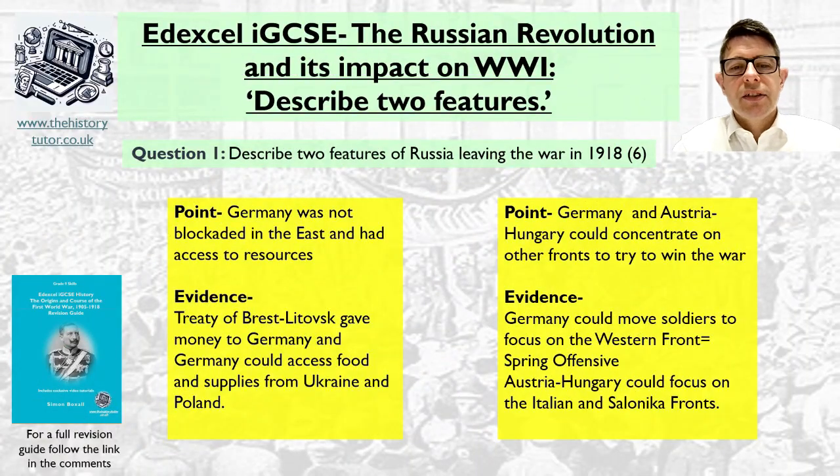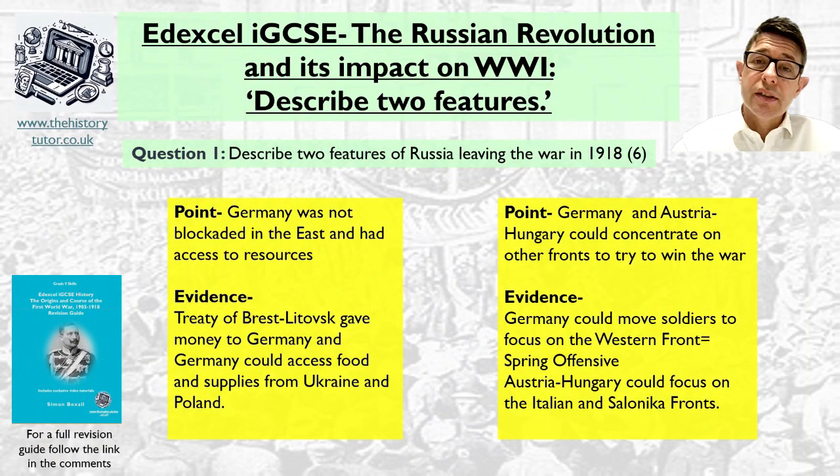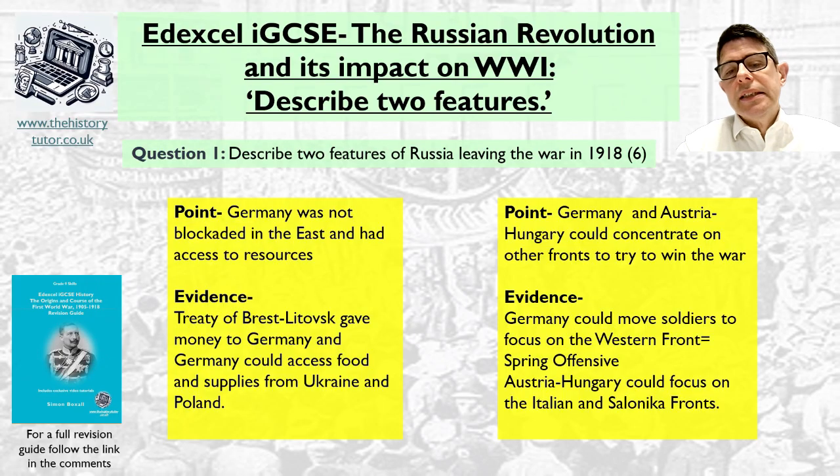Okay, so here's my ideas then. You could have different ones, of course, but these are some I've come up with. First, I'm suggesting that Germany was not blockaded so badly now in the east and had access to resources, even if they weren't that great. The Treaty of Brest-Litovsk gave money to Germany, and Germany had access to lands like Ukraine and Poland, so they were not as badly blockaded as they were.